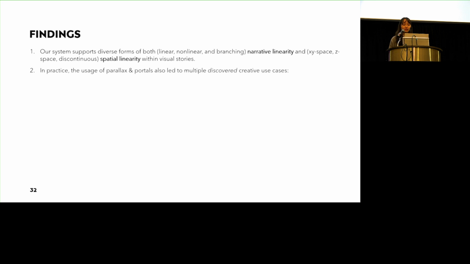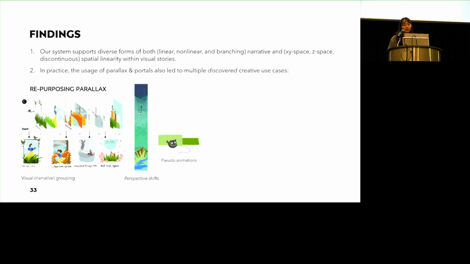Okay. So overall, with both the Parallax and Portal functionalities working together, we were able to support diverse forms of both narrative and spatial linearity. And the second finding was that in practice, when using these features to create visual stories, there were also other pretty cool use cases. For example, on the Parallax side, this feature could help artists better create visual groupings by setting larger depth differences between layers. Other surprising use cases also include using the depth differences to author perspective shifts and also pseudo-animations.